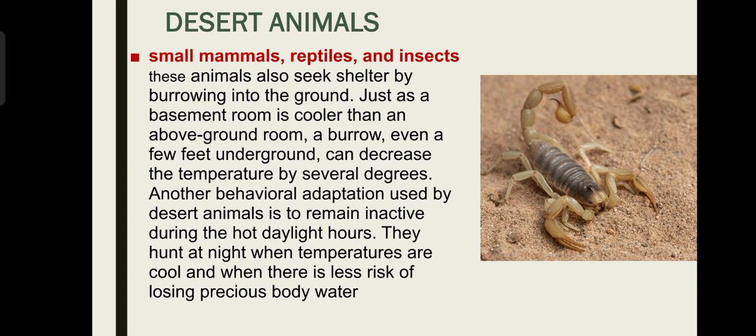Another behavioral adaptation used by desert animals is to remain inactive during the hot daylight hours. They hunt at night when temperatures are cool and when there is less risk of losing precious body water. So, desert animals come out at night.